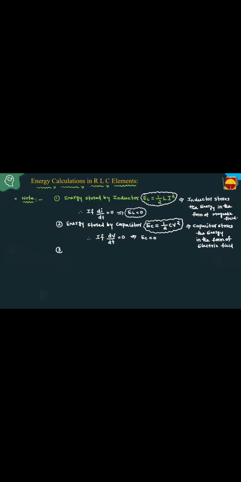Next, what is the power dissipated by the resistor? How much energy is dissipated in the resistor? You have to calculate the energy dissipated by the resistor. The energy dissipated by the resistor equal to I square R into T. Or you can also apply V square by R into T. So these important formulas you have to concentrate on.